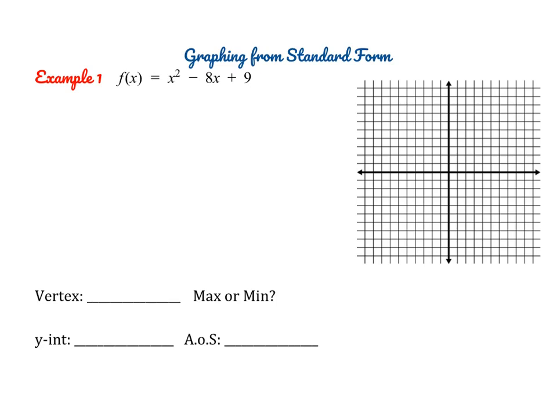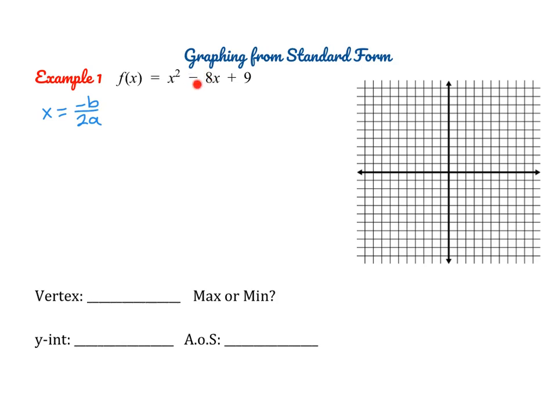All right, so we're going to start by graphing two equations that are in standard form. For example 1, we have f of x equals x squared minus 8x plus 9. The first thing we're going to need to do is find the vertex, and we're going to use the formula x equals negative b over 2a. That's going to help us find the x value of our vertex.